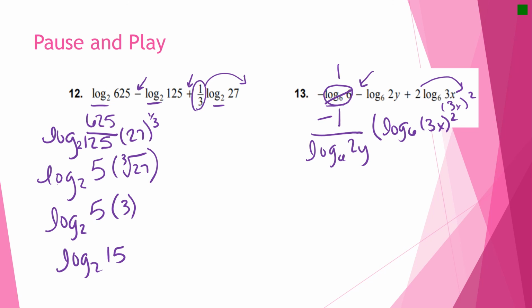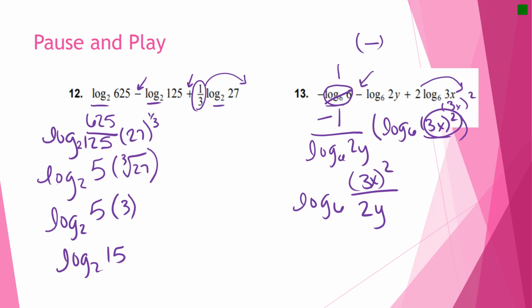Now I'm going to put that all together with just one log base 6. So I'd have log base 6 of the part that's up top, which would be my 3x squared, over the part that's in the bottom, which would be 2y. Okay, so again, you're just reading the clues. When you see a minus sign, it goes in the denominator. Plus sign means multiplication, and then the power rule can also work backwards.